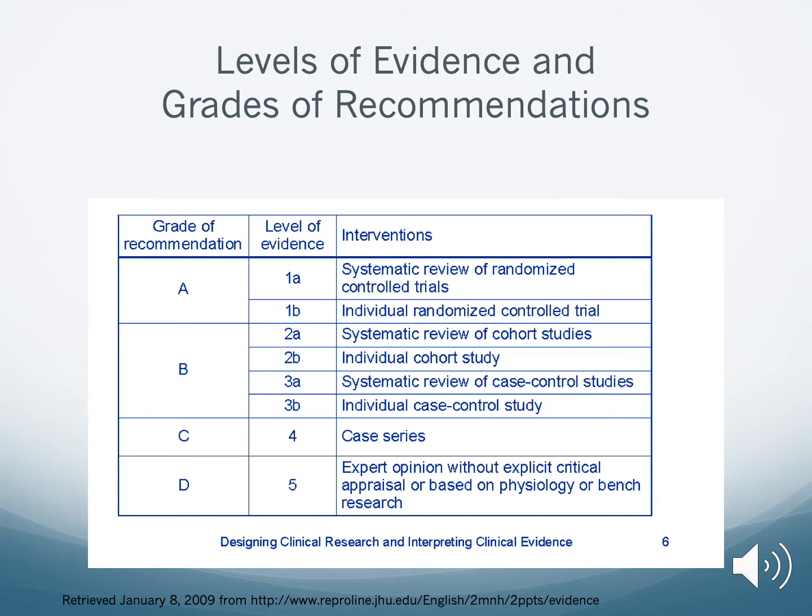But when we give something a grade of A or level of 1A or 1B, we're talking about randomized control trials and systematic reviews of randomized control trials. So this is our typical intervention research where we compare 2 treatments to see which one has the better effect on the outcome that we're interested in.